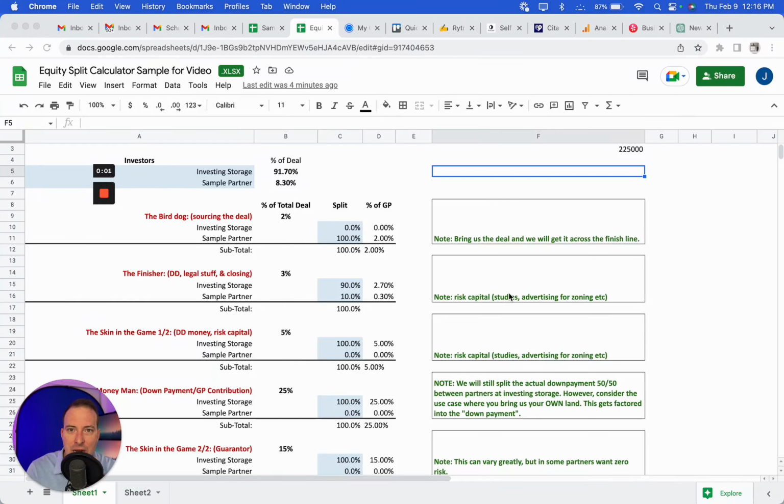All right, boys, strap in and get ready. This is going to be a little bit of a complex one, but this is absolutely incredibly important. I'm going to go over our equity split calculator. Now, what is this used for? Well, it can be used for two things.